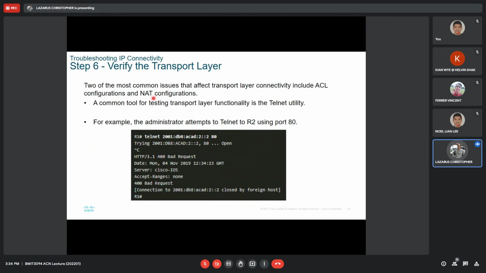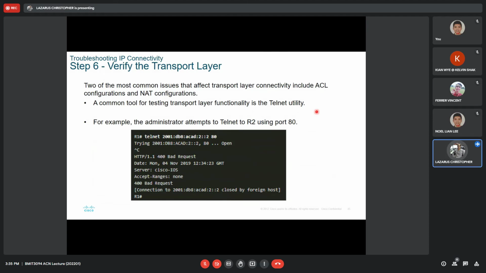Check also your NAT configuration. NAT configuration is basically the pool of available IP addresses that you can map to the global IP address. It's a mapping of private to global IP addresses.